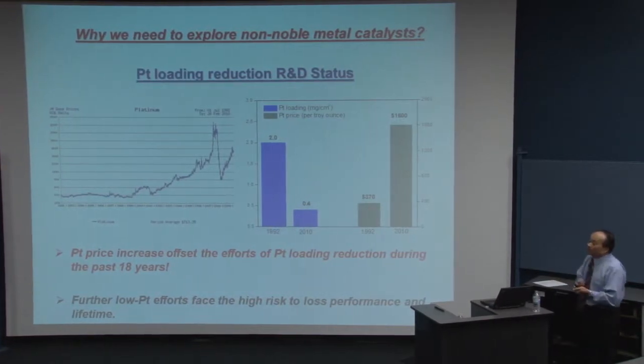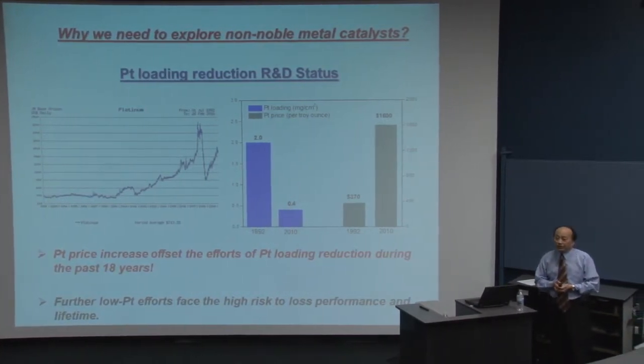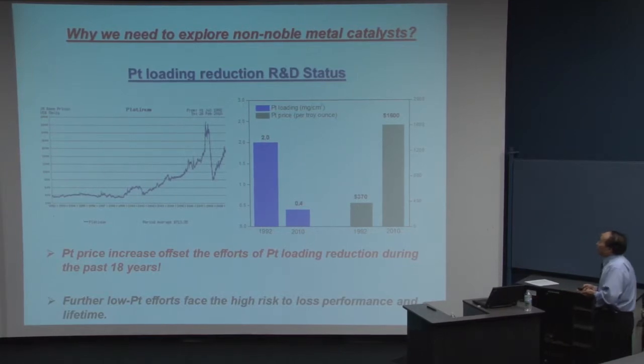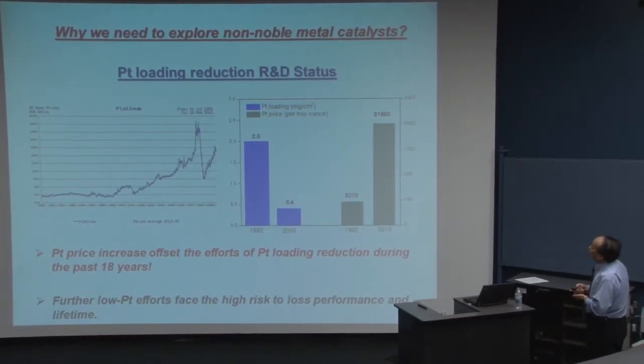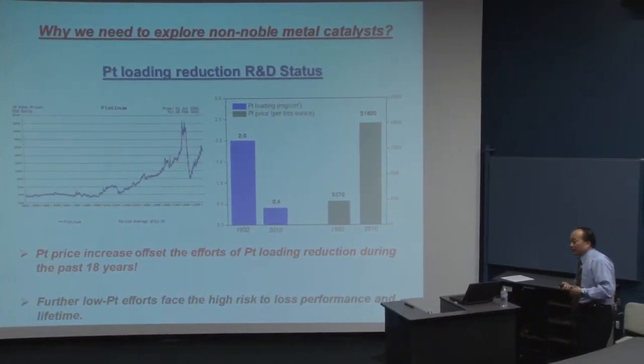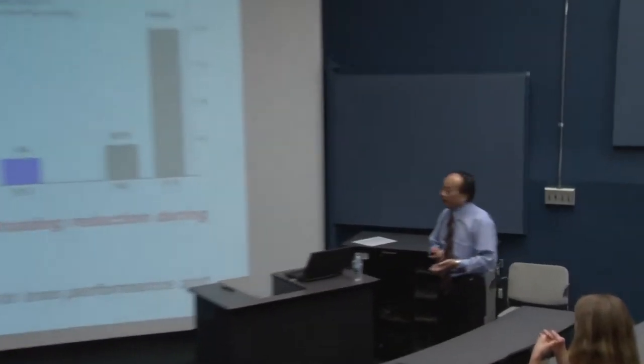So another approach we are doing right now is the non-noble metal catalyst. We have some collaboration with Zhang in this area. Why do we do non-noble catalyst? Because the platinum price is too high. For example, this slide shows you the price increase. Right now it has increased to $2,000 per ounce.